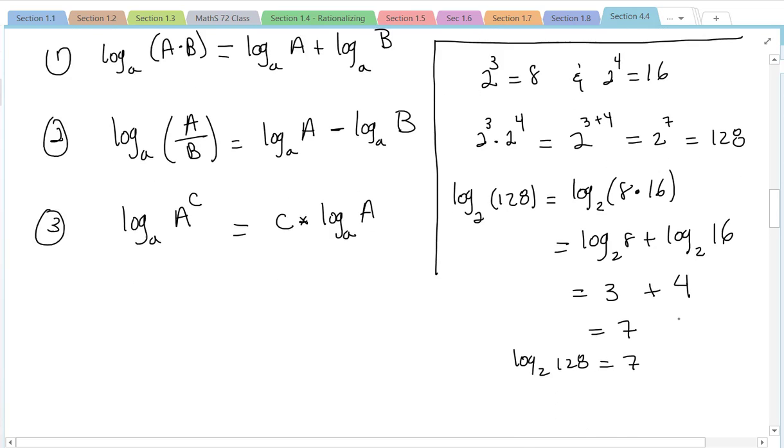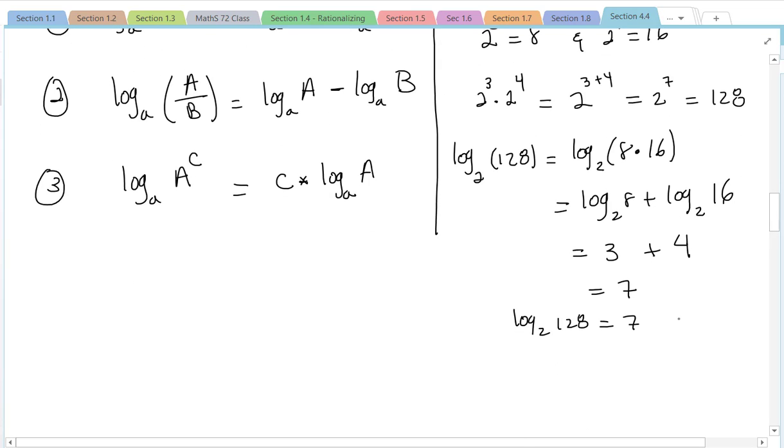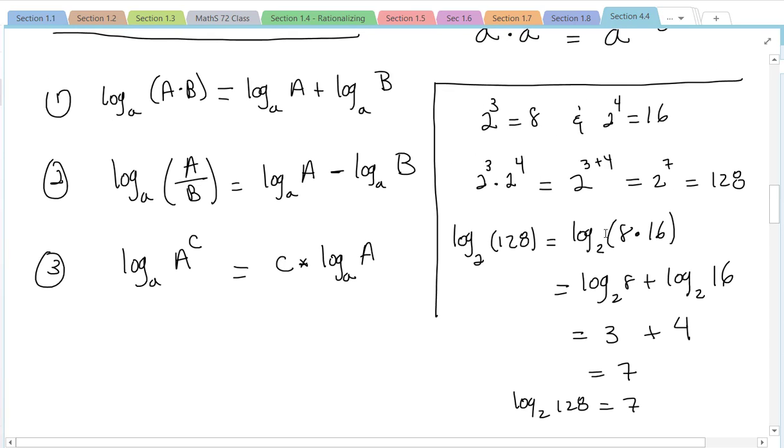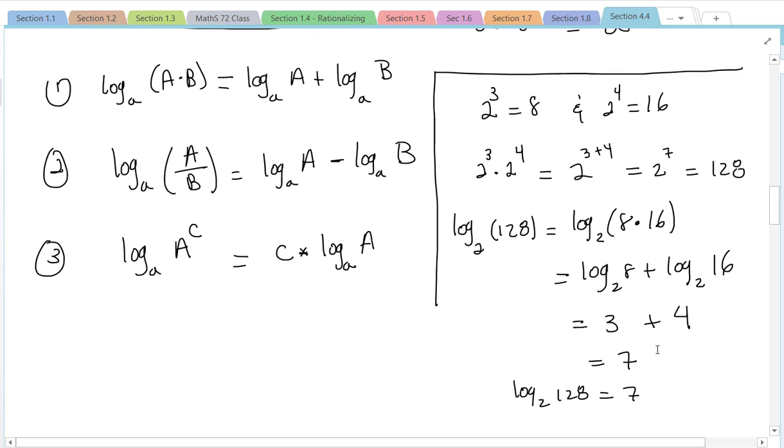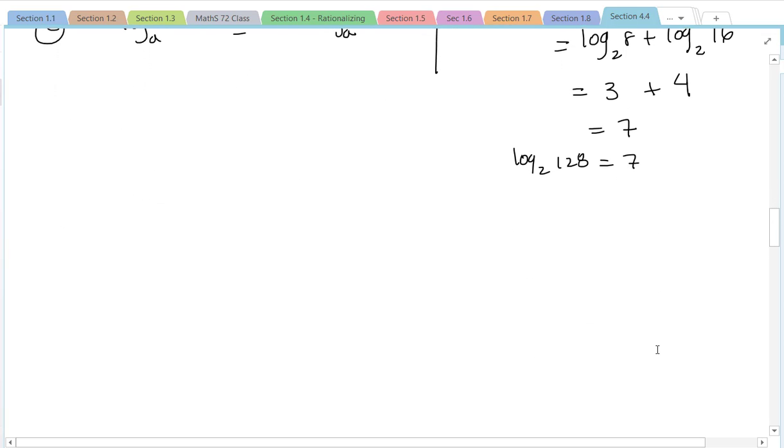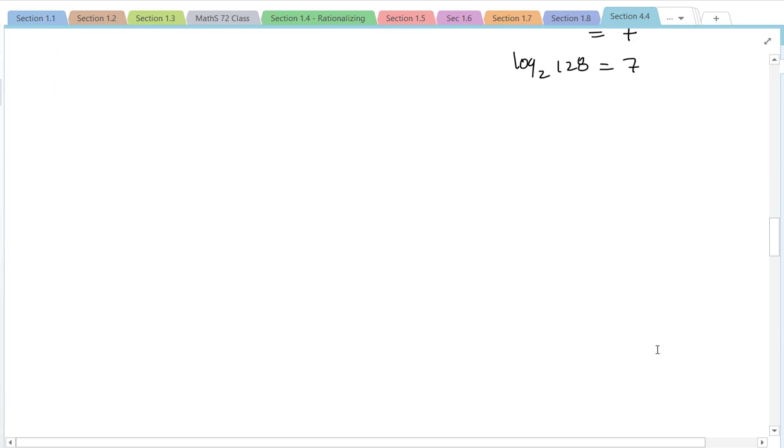So that is the parallel, right? Logs are the exponent answer. What exponent do you put on 2 to get 128? The exponent that I put on it is 7. But this property comes from when you multiply same bases, you add the exponents. So let's put them into practice. Let's try some examples of using the laws.